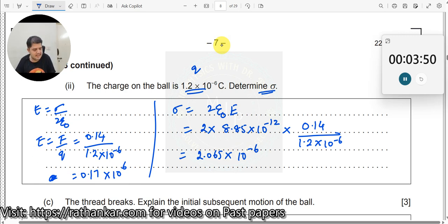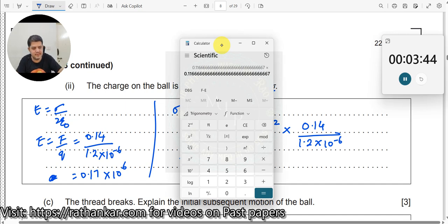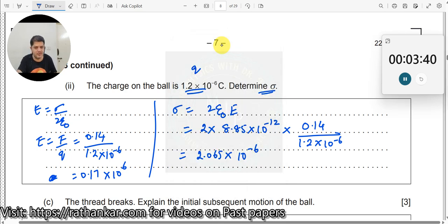So what is this now? Electric field I am getting, and I will substitute this value here. 2 times this multiplied by 8.85 will give me 2.065 into 10 to the power of minus 6 unit. What is the unit here? This is surface charge density, which should be coulomb per square meter. Okay, 2.065 into 10 to the power of minus 6 coulomb per meter square. Okay, let us move on to the next one.